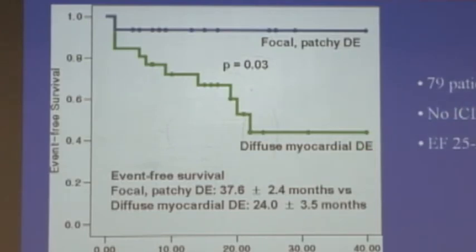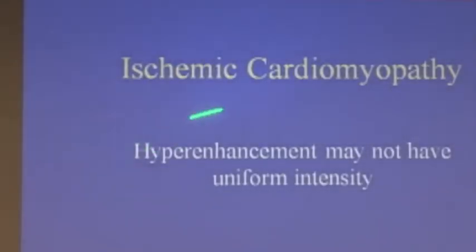So it's a nice follow-on to the notion that a certain amount of scar in a certain distribution in these non-ischemic cardiomyopathy patients is associated not only with inducibility of ventricular tachycardia, but also bad outcomes. It doesn't prove causality, but there's a very strong suggestion that scar really is involved in the ventricular tachycardia. With ischemic cardiomyopathy, it's completely different.